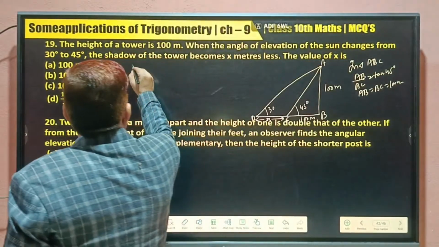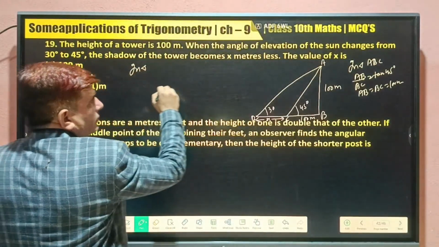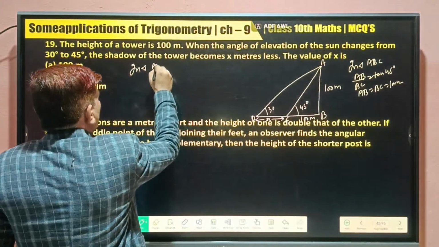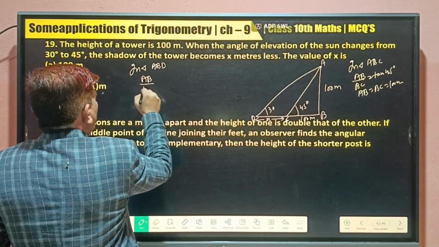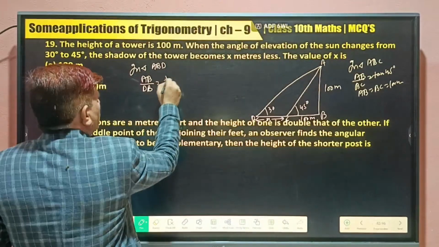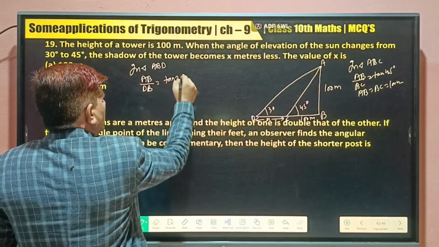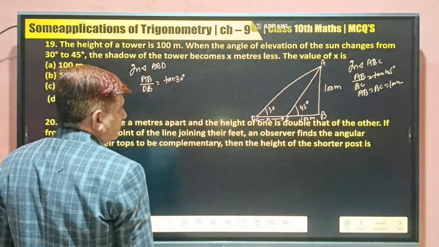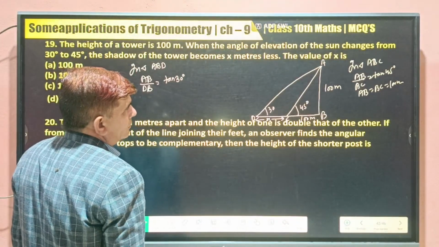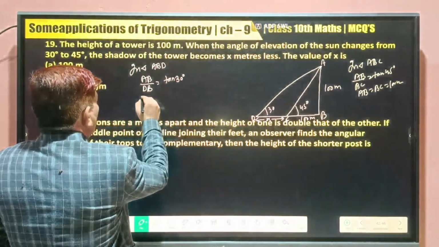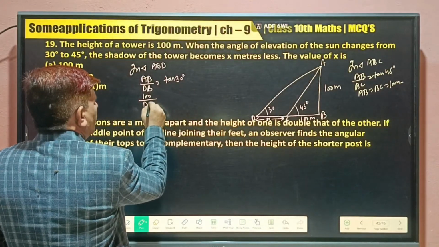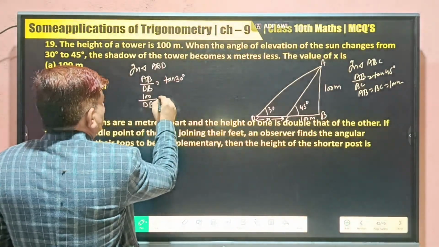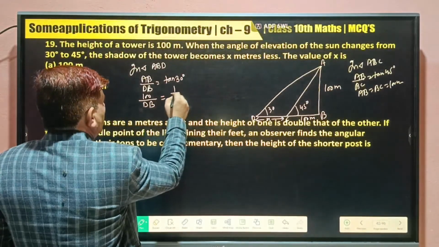Now, in which triangle? ABD. AB by DB is equal to tangent 30 degrees. So AB equals 100, by DB is equal to tangent 30, which is 1 by root 3.